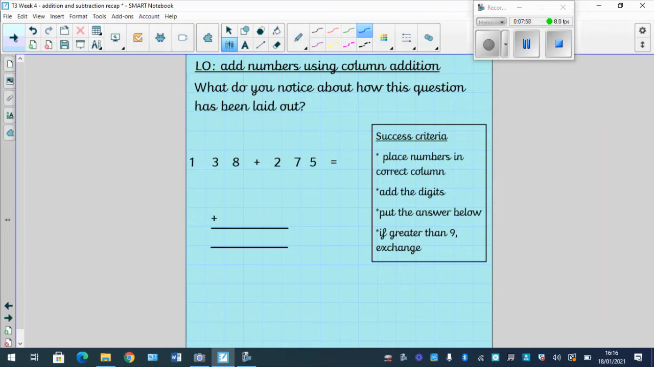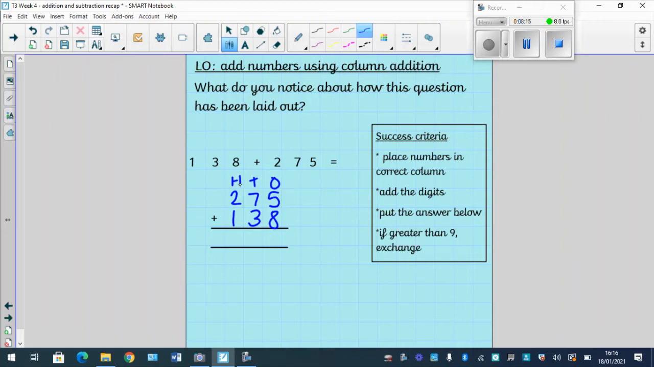Brilliant. How did you get on? Could you do it again? 275 on the top, lined up with 138. Just checking I've got my ones, my tens, and my hundreds all lined up correctly.